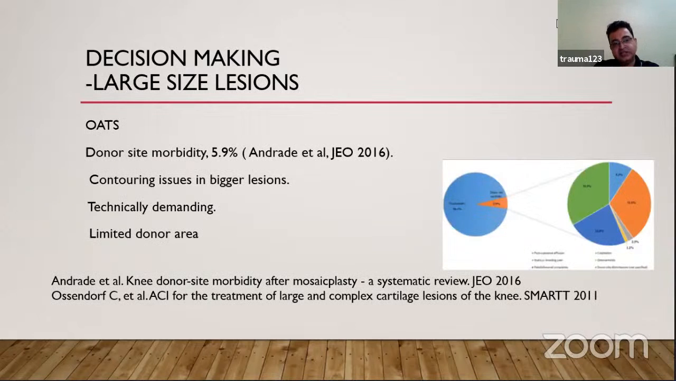Now coming to large-sized lesions, it has been shown that with OATS there is donor site morbidity of up to 6%, as documented by Andre. There is a contouring issue because the cartilage is not a flat surface, it's a rounded surface, and we cannot get a matching surface from those limited donor areas. It becomes technically demanding if we are taking too many plugs.